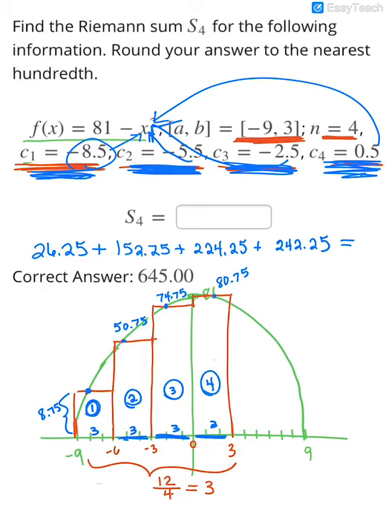So now I'm going to add up those 4 areas, 26.25 plus 152.25 plus 224.25 plus 242.25, and I get a total area of 645 square units. They're just wanting you to say 645.